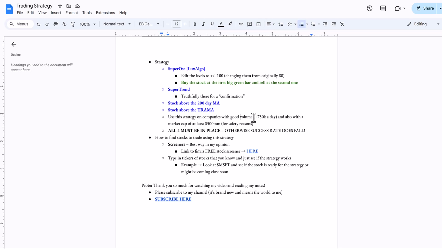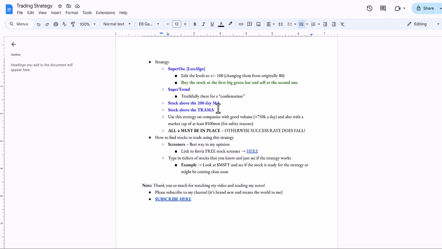You also want to use this, just for safety reasons, on stocks that have good volume, around 750,000 a day plus, and a market cap of around $500 million and over. From what I've been trading it for, this strategy in particular is more catered to bigger companies, $500 million plus. I don't like trading penny stocks and things like that, just for my risk tolerance. Maybe you want to, go ahead and try it. I'm not a financial advisor. This is not financial advice.